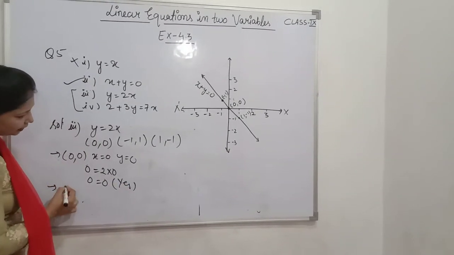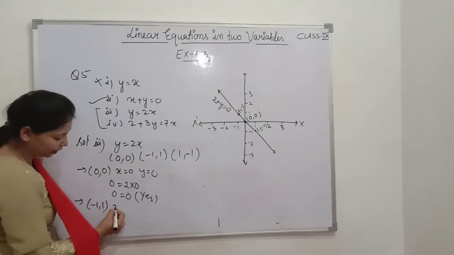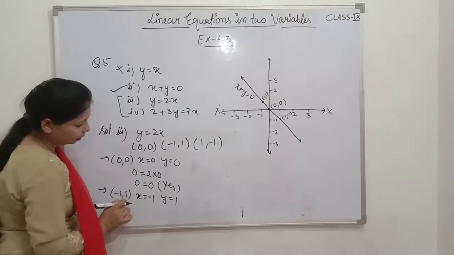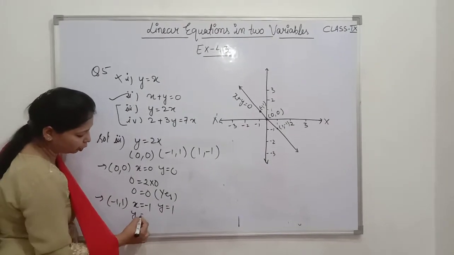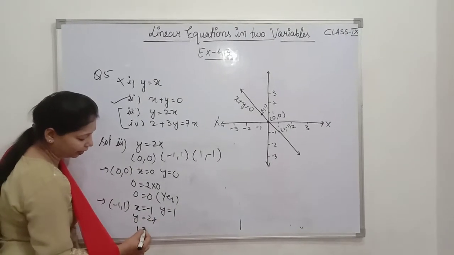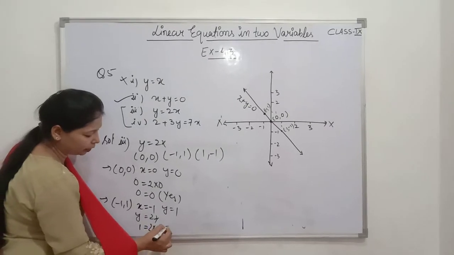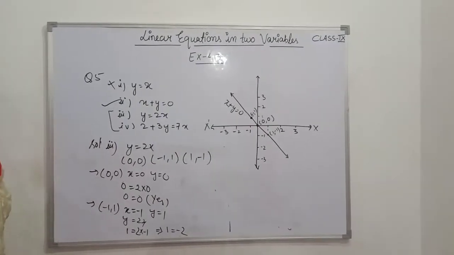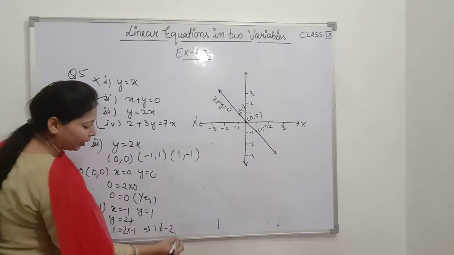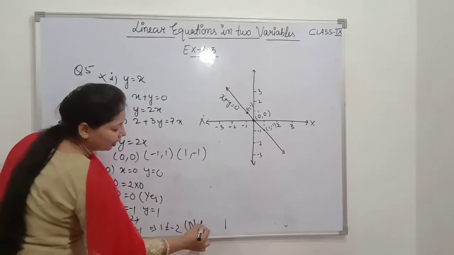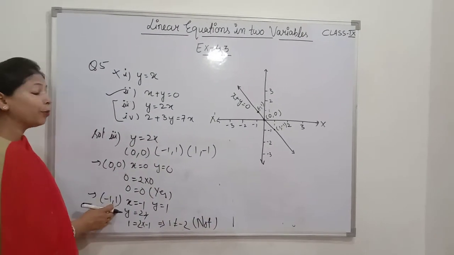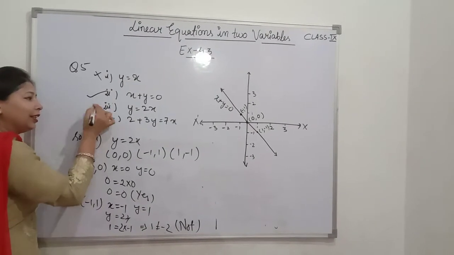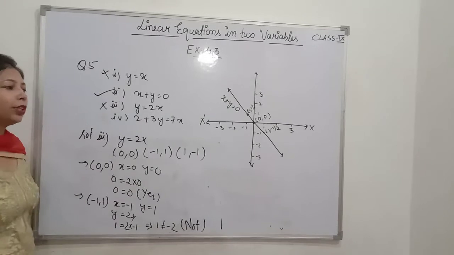Now let us move towards the second point. In this case we have x is equal to minus 1, y is equal to 1. The value of y is equal to 2x. Now y is equal to 1, and 2 into minus 1. So this equation becomes 1 is equal to minus 2. Do you think that 1 is equal to minus 2? Absolutely not. So we can say that it does not satisfy this equation. This value minus 1, 1 does not satisfy this equation.